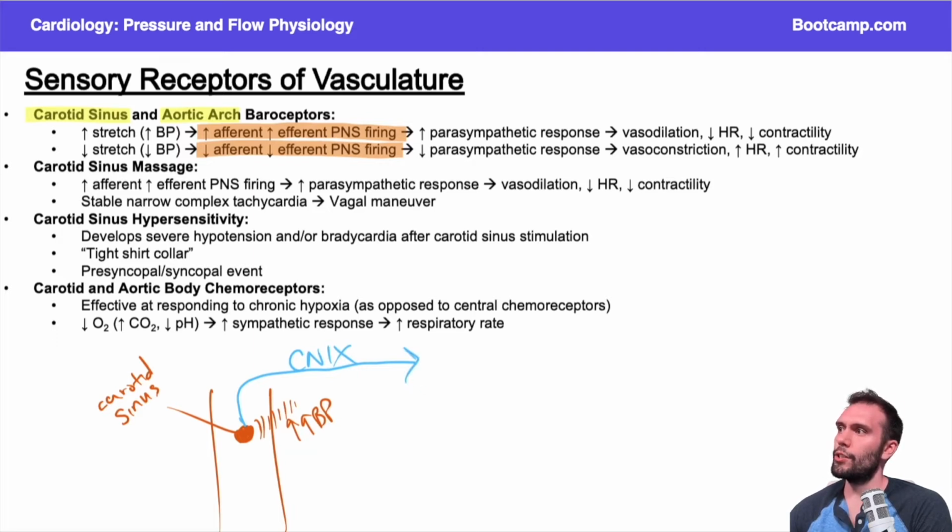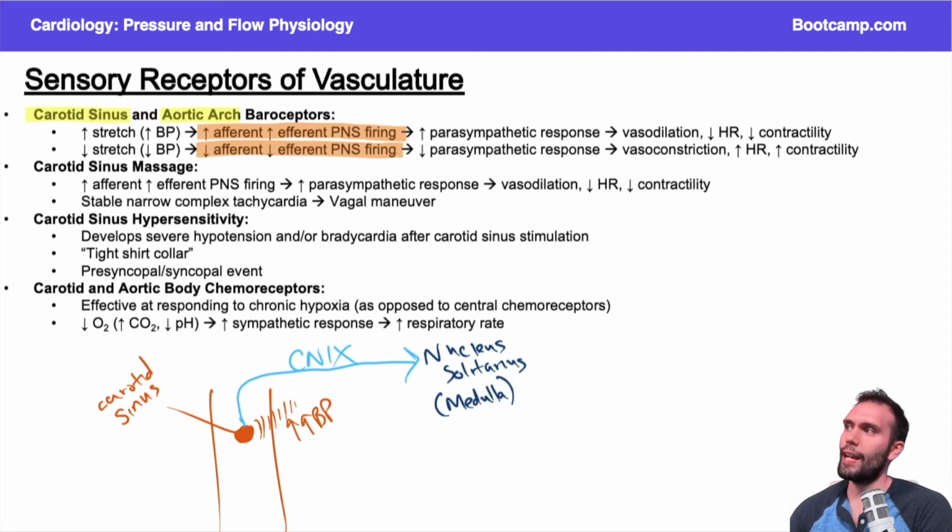What part of the medulla? It sends it to the nucleus solitarius. Again, the big thing is that this is in the medulla, and this is going to be your afferent signal. So you would have increased firing from the glossopharyngeal nerve. And then from the medulla, there are two signals that can be sent out.